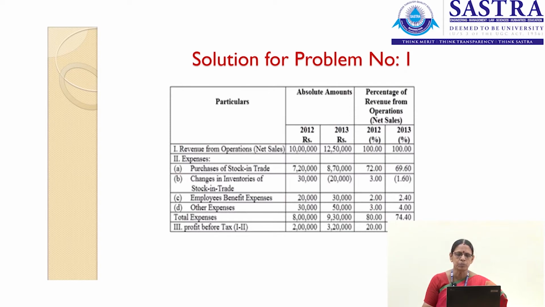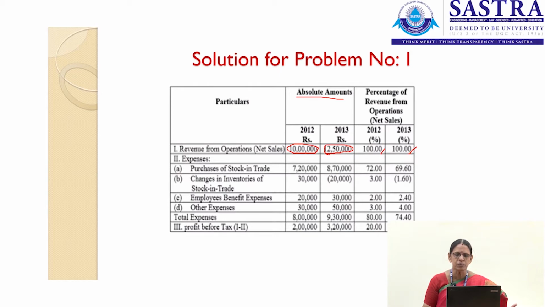First we have the absolute amounts. Absolute amounts, whatever that is given on the balance sheet, we take it as absolute amounts. We have 2012 and 13 as such given on the problem, and we have percentage of revenue from operations, that is your net sales, 100 rupees, 100% in 2012 and 100% in 2013. That is 10 lakh in 2012 has been converted into 100. And again 12,50,000 in 2013 has been converted as 100 in 2013. Now other items, namely the expenses, will be converted in relation to the sales, namely the revenue from operations.